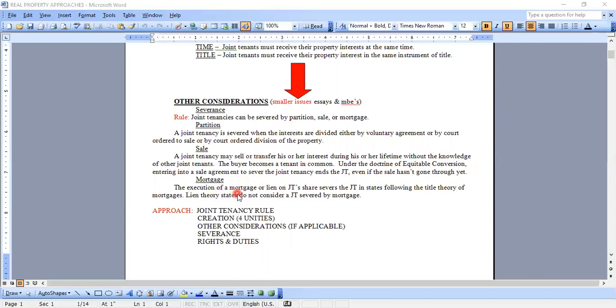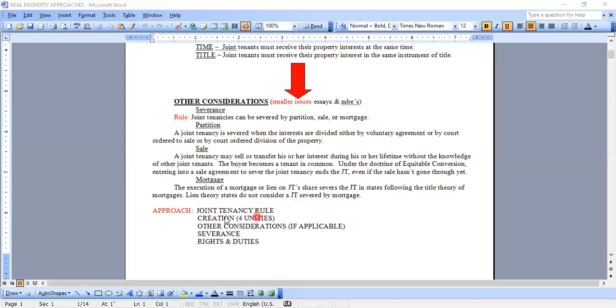Now, if it's a mortgage, it's severed if it is a title theory state. If it's a title theory state, the mortgage severs the joint tenancy. It is now a tenant in common. If it's a lien theory state, it does not sever the joint tenancy. It does not turn into a tenant in common. Nothing changes.